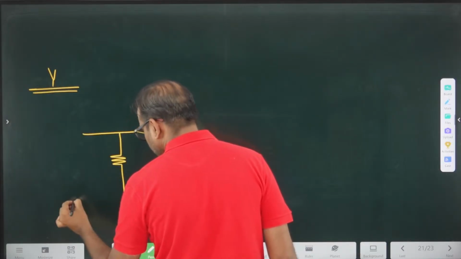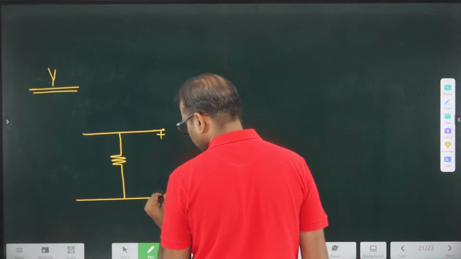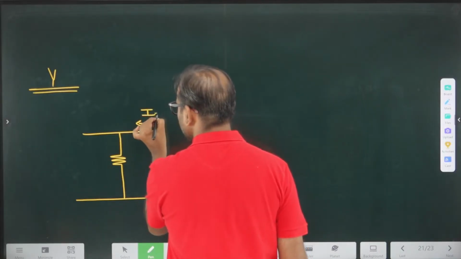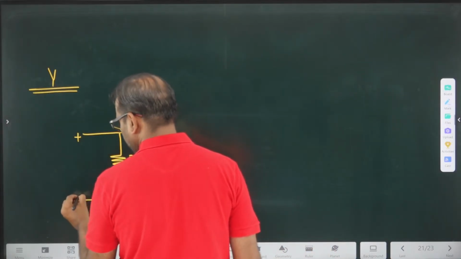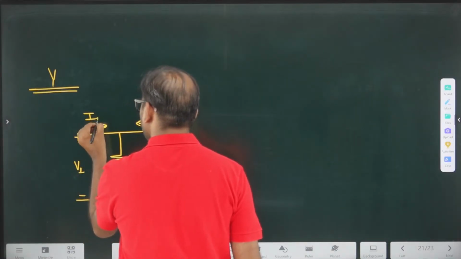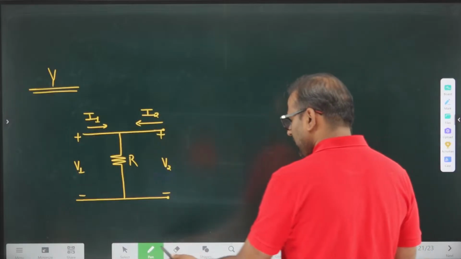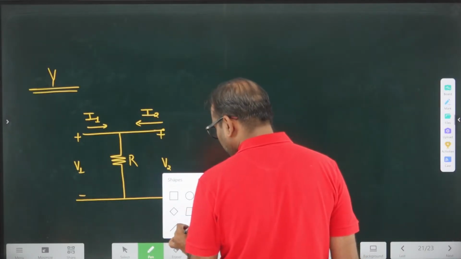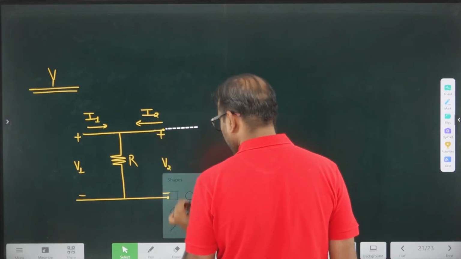A network is given by this. This value is V2, this value is I2, correct? This value is R, this value is V1, and input current I am representing by I1. This is our two-port network. Now our agenda is very clear. First thing is, let's make V2 equal to 0.